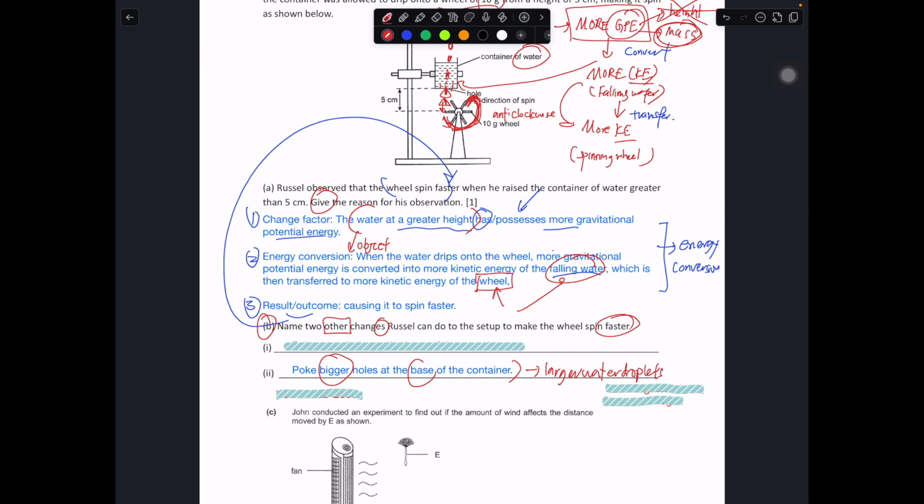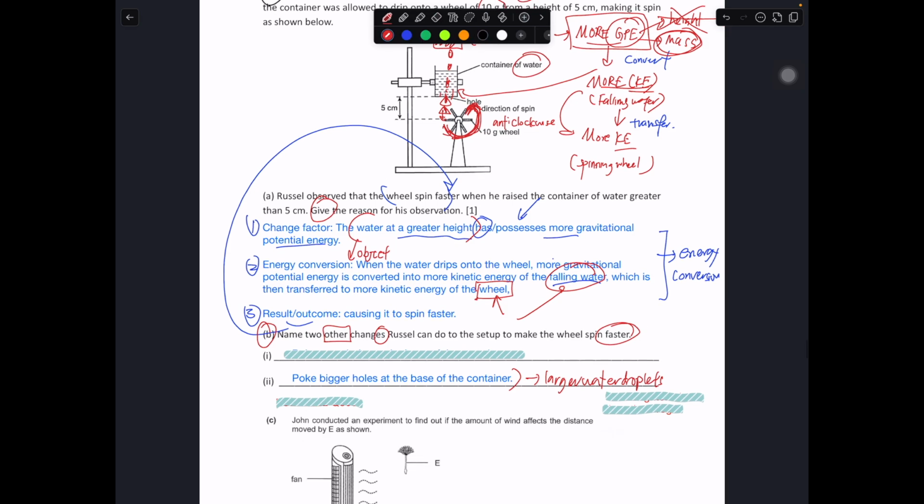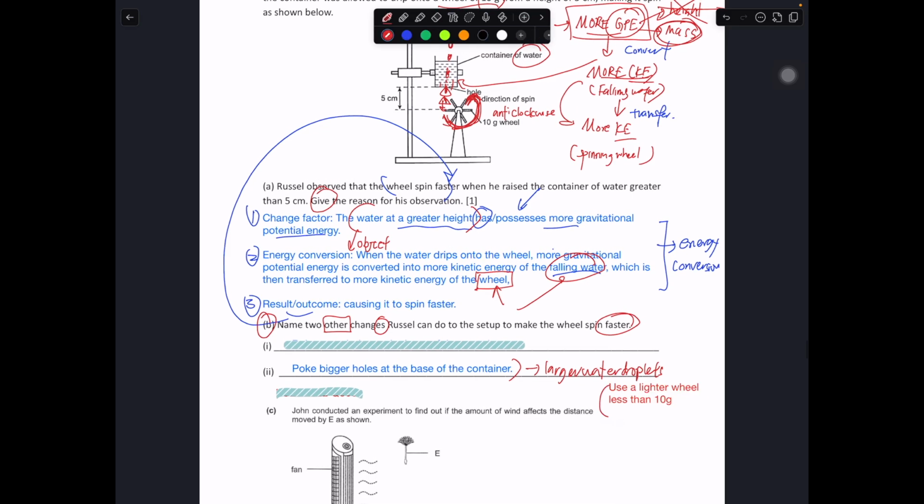Okay, larger water droplets, then you will have more GPE converted to more KE of the falling water, and so on and so forth. Another change, let's say you really cannot think of it, you can use a lighter wheel, because a lighter wheel will allow the same water droplets to hit it with more force, okay, to turn it faster. The same water droplets will hit with more force because it's a lighter wheel, it can spin faster.